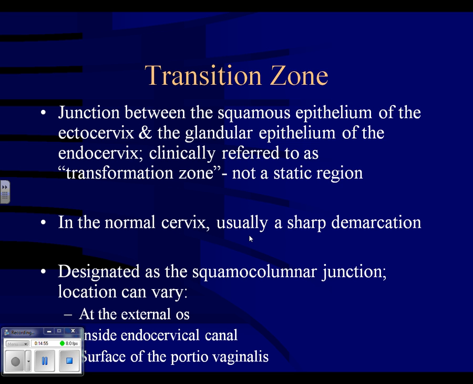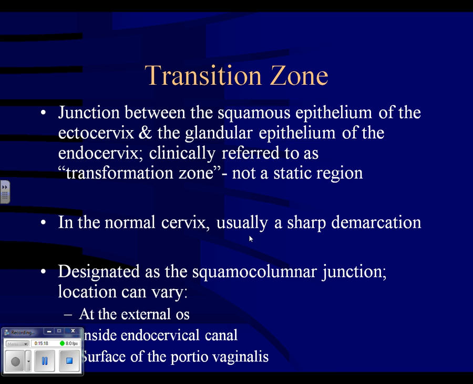Okay, so the transition zone, again, is that junction between the squamous epithelium of the ectocervix and the glandular epithelium of the endocervix. It's usually a very sharp demarcation in a normal cervix, but as you undergo metaplasia or dysplasia, it will become less sharp. And that's a clue sometimes to the presence of dysplasia. But it can just be seen with metaplasia.